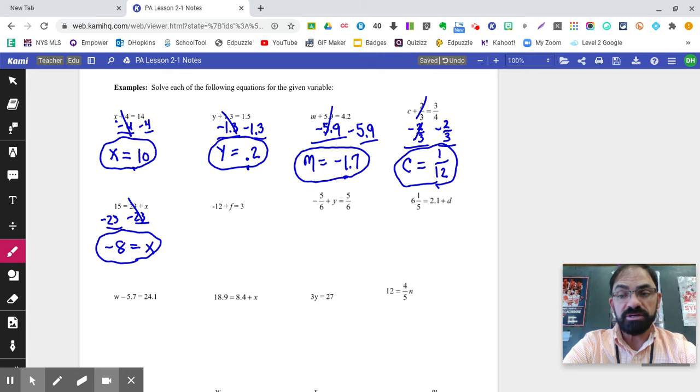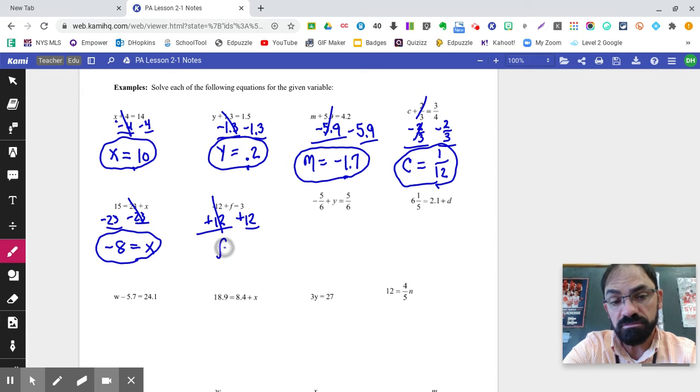This next one is really tricky. -12 plus f equals 3. So what is on the same side as f? It is -12. So the opposite of -12 is +12. So I want to add 12 to both sides. So that -12 and +12 cancel. And f equals 15. 3 plus 12.